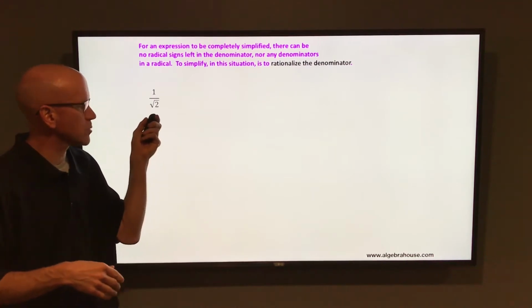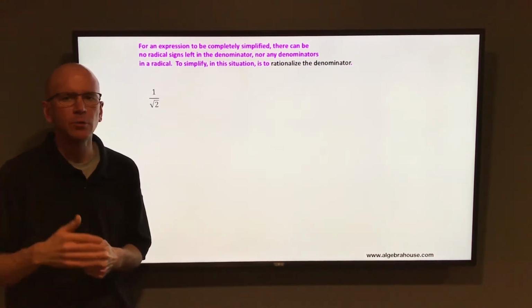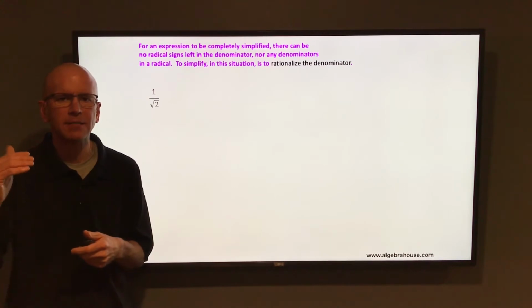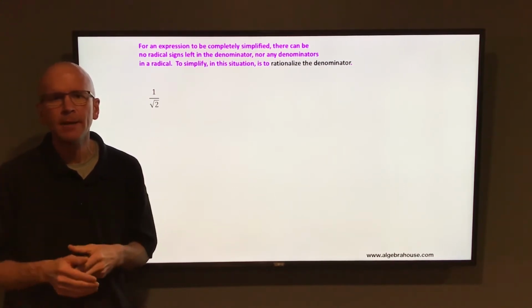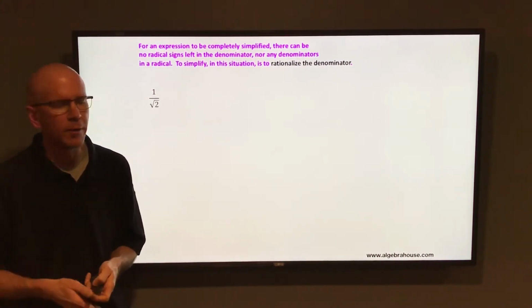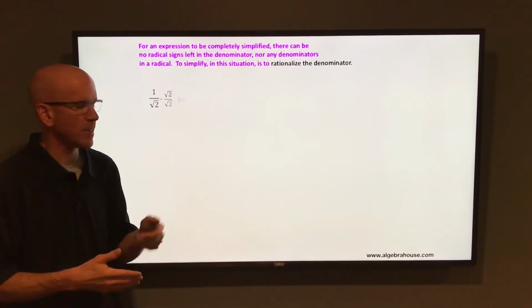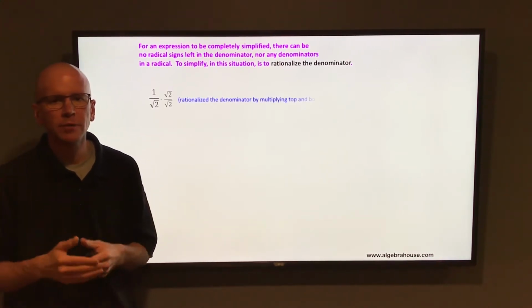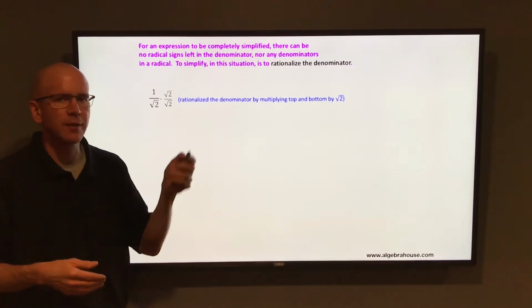Well, since you're taking the square root of 2, you want to make that 2 into a perfect square. So you want to think of the next perfect square up from 2 that is a multiple of 2, which would be 4. So how do we get to 4? Well, we're going to multiply the top and bottom by the square root of 2. Whatever you do to the bottom, you also have to do to the top.